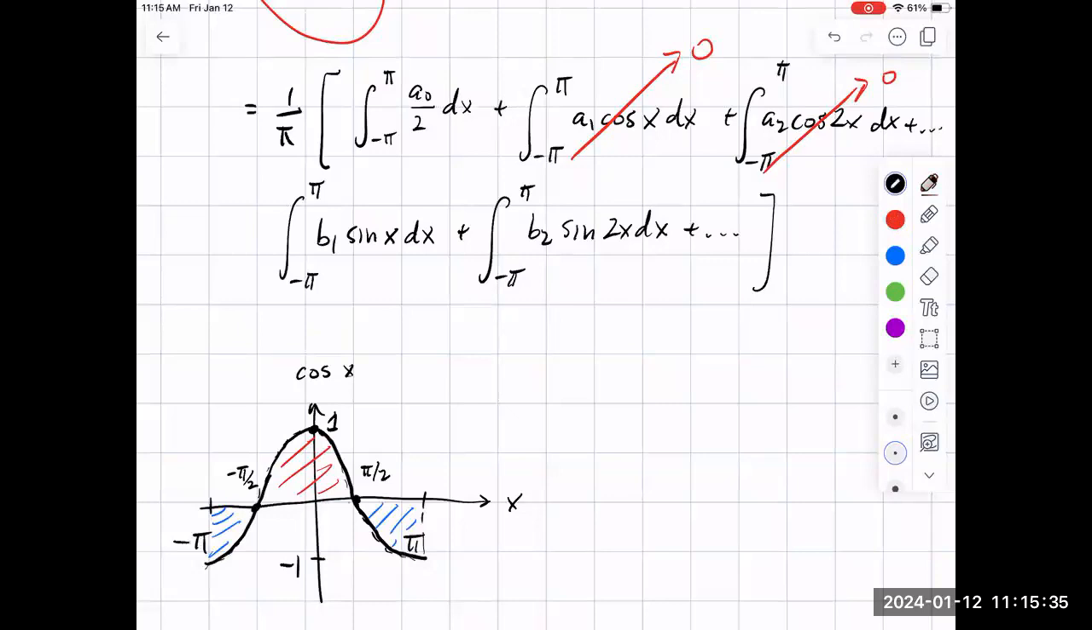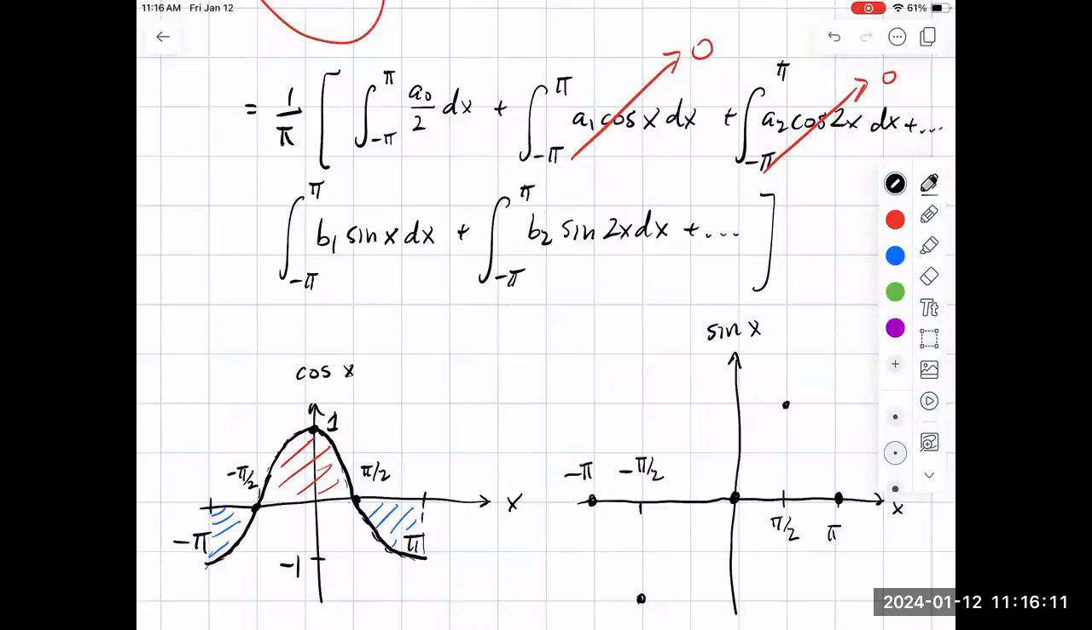You could probably see it already, but we can make a similar argument for sine x. Now sine x is going to be 0 at x equals 0. It's going to be 1 at pi by 2, and it's going to be 0 at pi, and it's going to be minus 1 at minus pi by 2, and it's going to be 0 at minus pi. And so if we were to draw the sine function, it would look something like this.